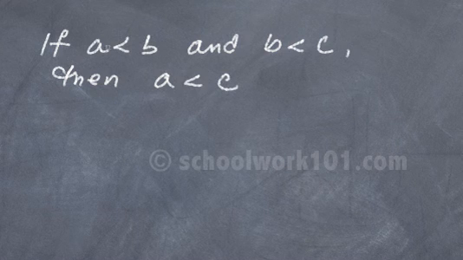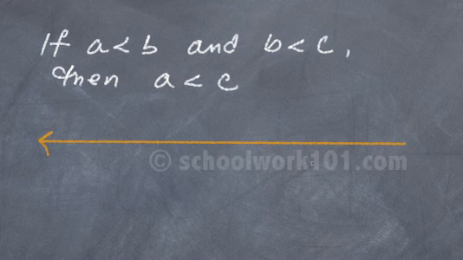Okay, so we have A and B are real numbers, and the way this statement reads is: if A is less than B and B is less than C, then A must be less than C. If we just draw up a real number line here and maybe just do an example.